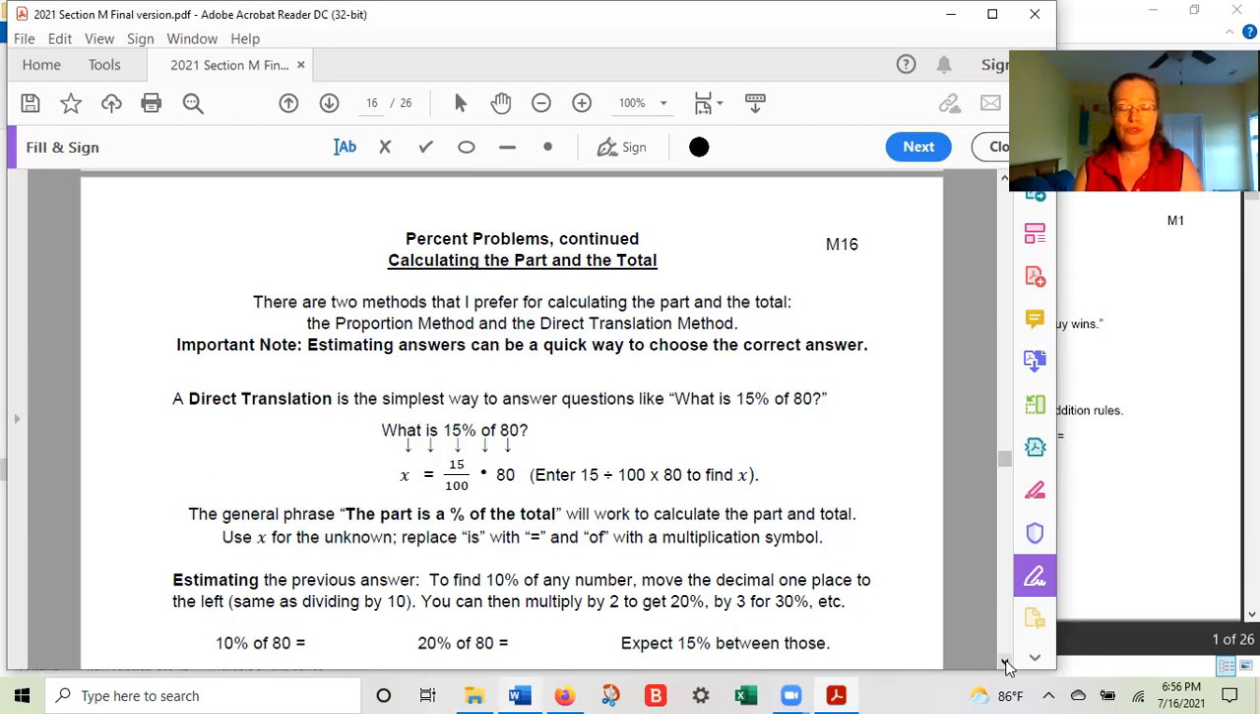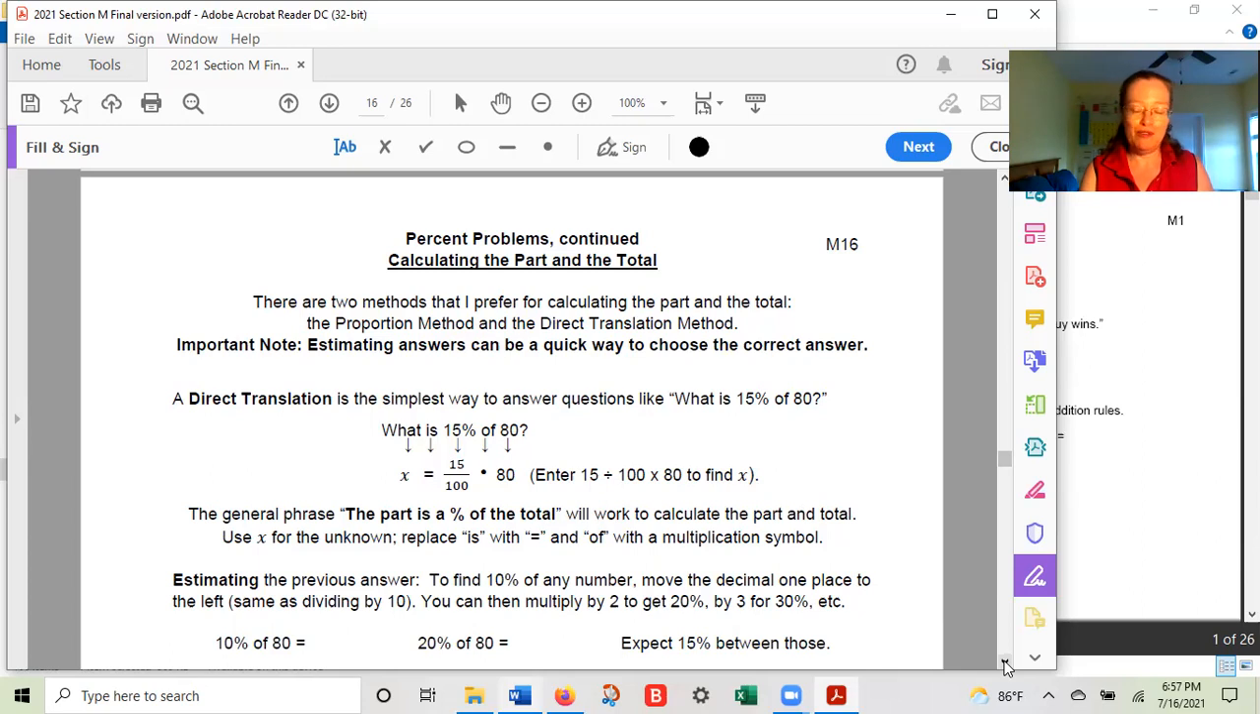You could also use a general phrase: the part is a percent of the total. That will work to calculate the part and the total. You just replace whichever piece is unknown with X, and then replace is with equals and of with multiply. So if it hadn't already been worded this way, I might be able to use that particular phrase. To be honest with you, at this point, if it's not already written as what is some percent of a number, then I like to use the proportion method, which I'll show you next.